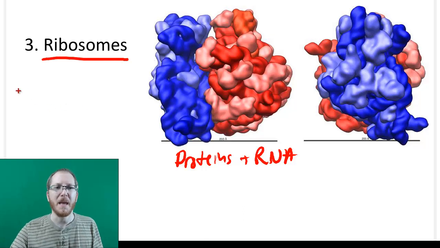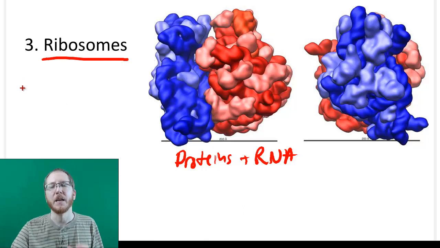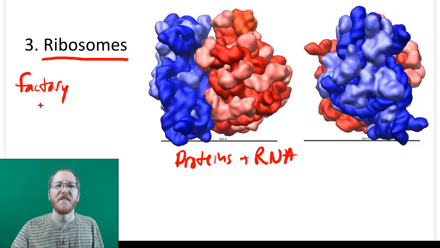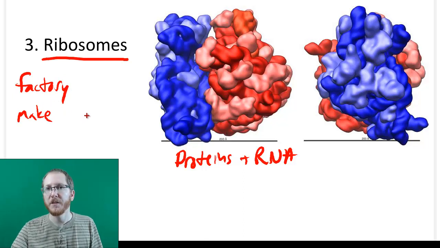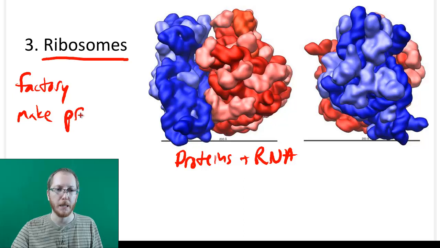And so in this case, they make probably the most important guy that you can have. And so they will be kind of like a factory, but that factory is going to make, think about the most important thing that you have in your cells. Keep thinking. That's wrong. Okay, protein.